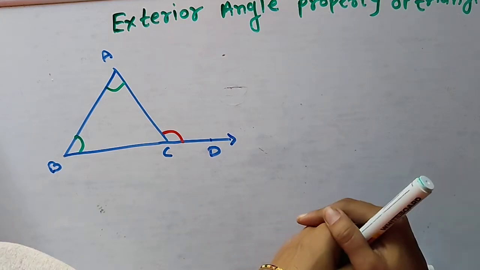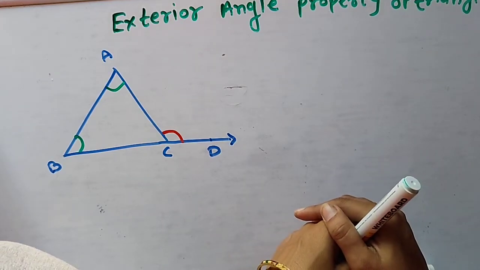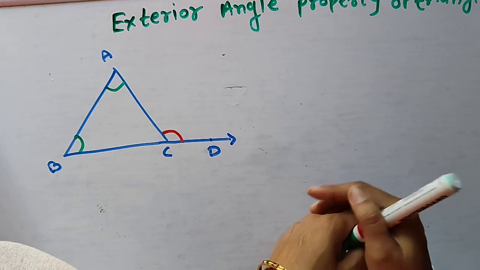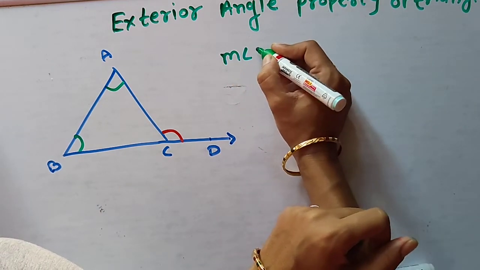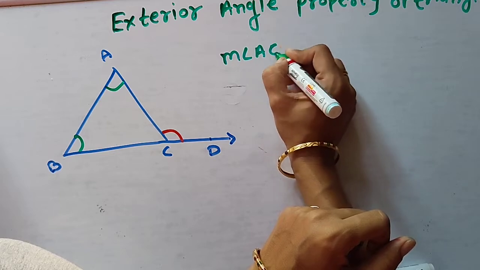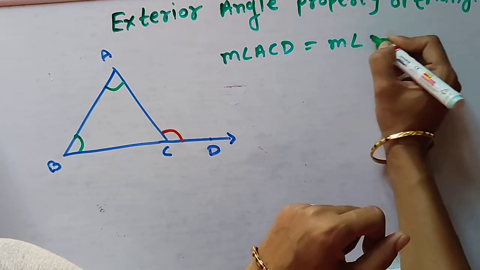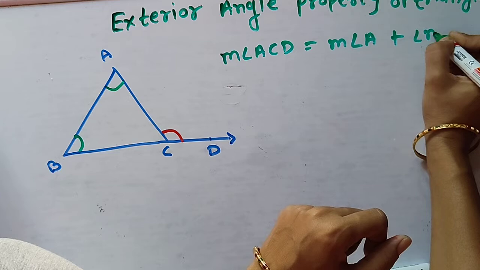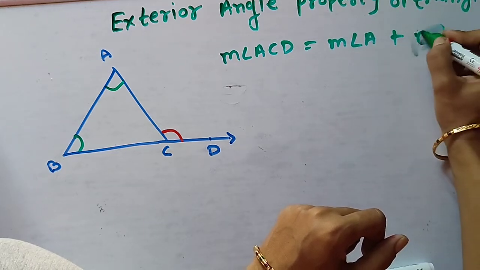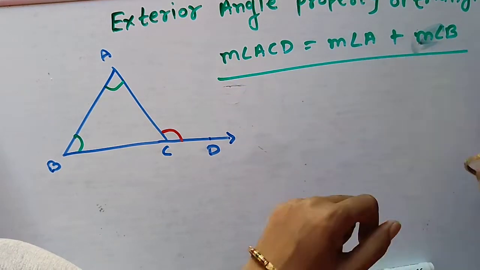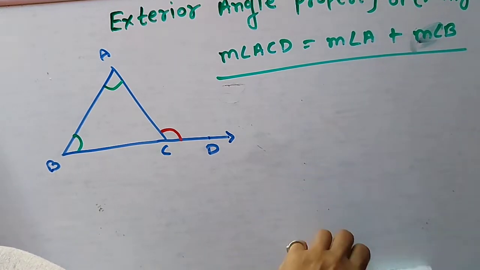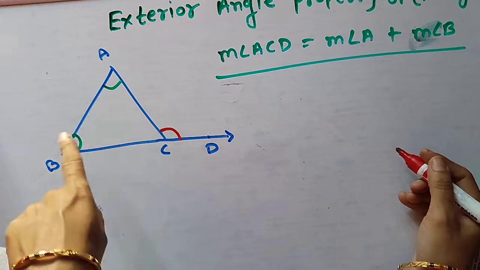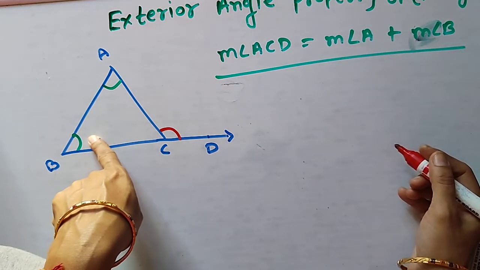The exterior angle of a triangle is equal to the sum of the interior opposite angles. Now you have to prove that the measure of angle ACD is equal to the measure of angle A plus the measure of angle B. How to prove it? See here, you have to draw a line parallel to BA.